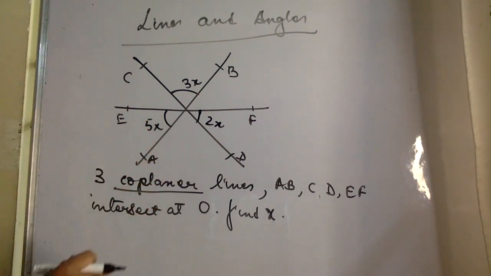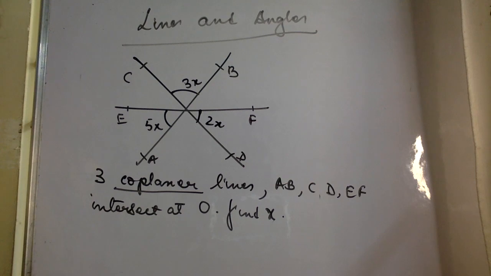Now how does it make a difference to the sum? If the lines are not on the same plane, then you cannot have vertically opposite angles. Two vertically opposite angles should always be lying on the same plane. So now let us continue with the sum. Three coplanar lines intersect at O, find the value of x.